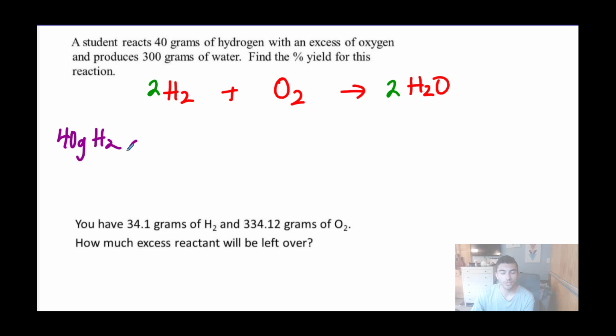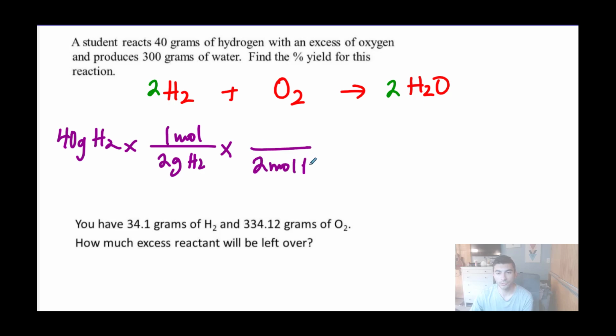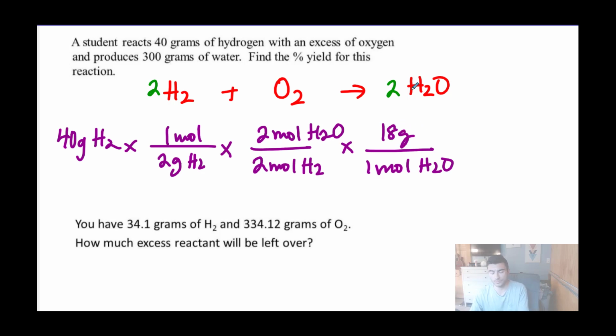40 grams of hydrogen, we're going to convert to moles first, 2 grams per mole. And then the mole ratio of hydrogen to water, which is just 1 to 1. And then we need mass of water to compare, so that's 18 grams per mole. And if we calculate that, we get 40 times 2 times 18 divided by 4. We get 360 grams of water. Now this is your theoretical yield.